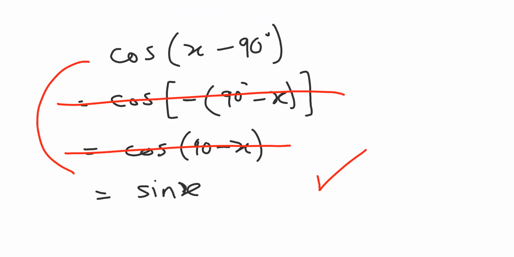25 over 26. And now we just need to take the square root of that to get to the final answer for cos theta. The square root of 25 is just plus or minus 5. And the square root of 26 will be written as square root 26. And this is our final answer. Any questions?